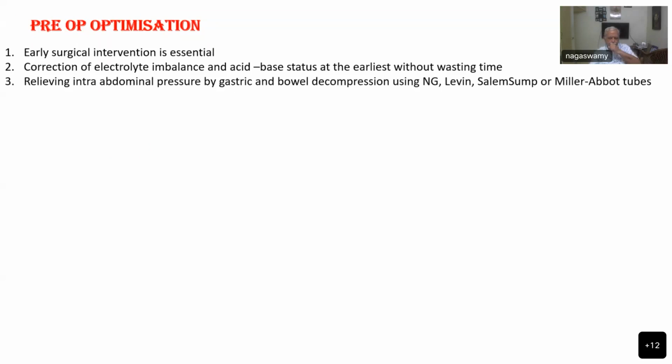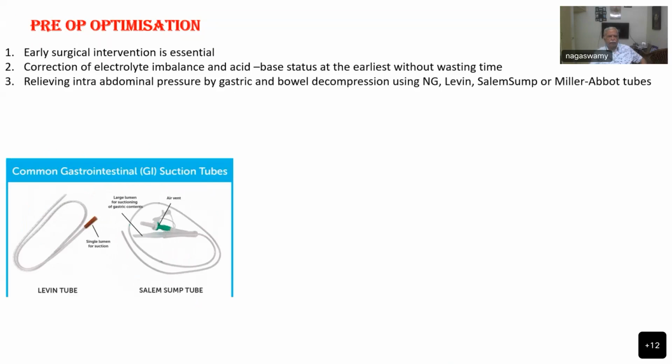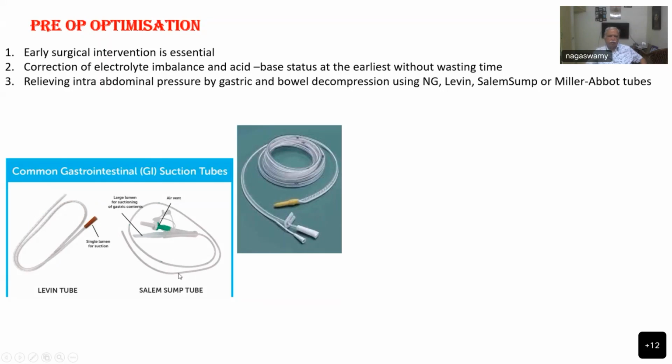or Miller-Abbott tube. So this is the common Levin or Salem sump tube which are used for gastrointestinal suction. The Salem sump tube is a little longer than your normal NG tube, and this Miller-Abbott tube, you can see how long it is. It is coiling so much.